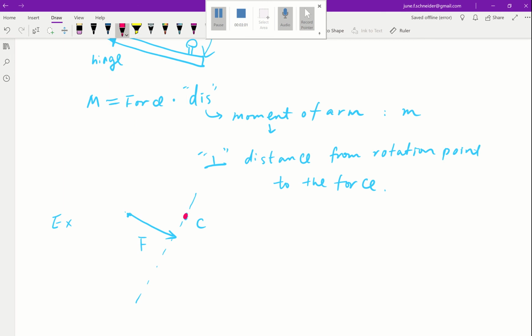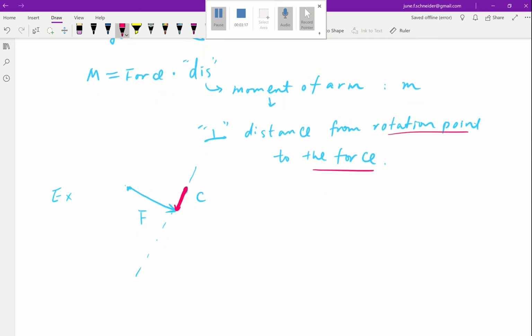It's going to be from the rotational point to the force. It cannot be any random distance. So that will not be right. It will have to be the perpendicular distance. That's going to be our moment arm for that situation. Okay, now let's look at another example.